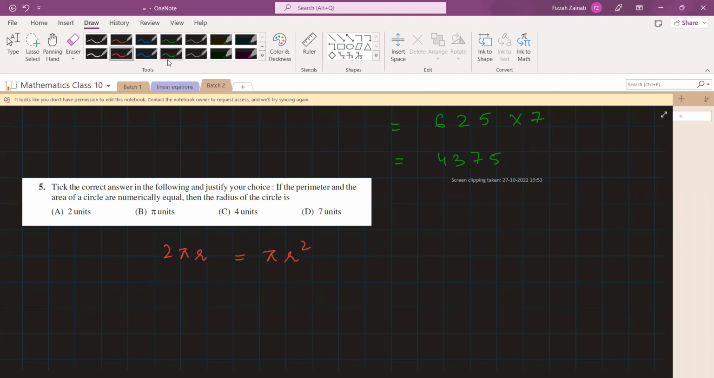If you just solve it, pi cancels out from both sides. So here only 2 will be left. 2r is equal to r square. Now one r will also cancel. So 2 is equal to r. So r is equal to 2 units.